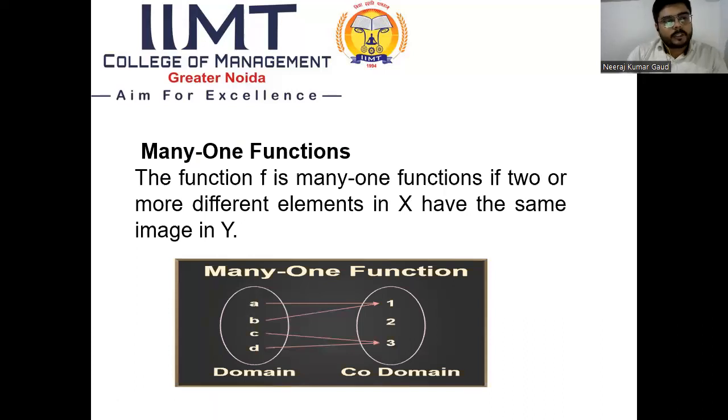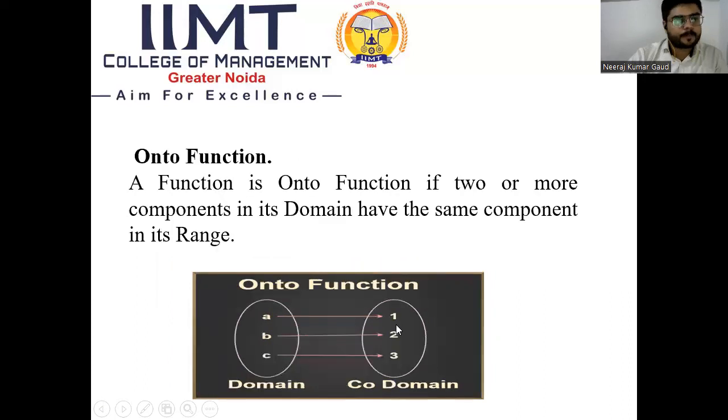Many-one function. A function f is a many-one function if two or more different elements in X have the same image in Y. That is, it is clear from the picture that A and B have the same image 1. Similarly, C and D have the same image 3. So this diagram represents a many-one function. Onto function. A function is an onto function if every element of the codomain has an image, called a pre-image, in the domain.